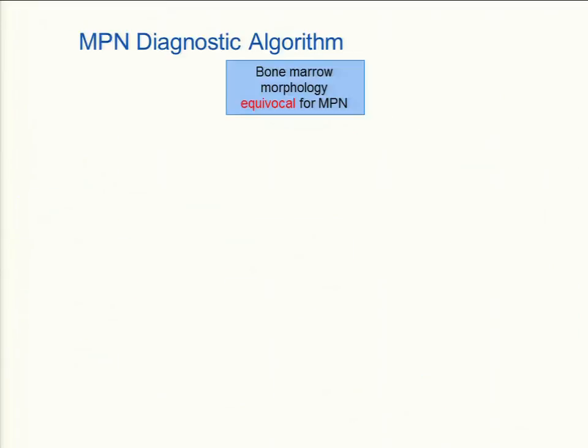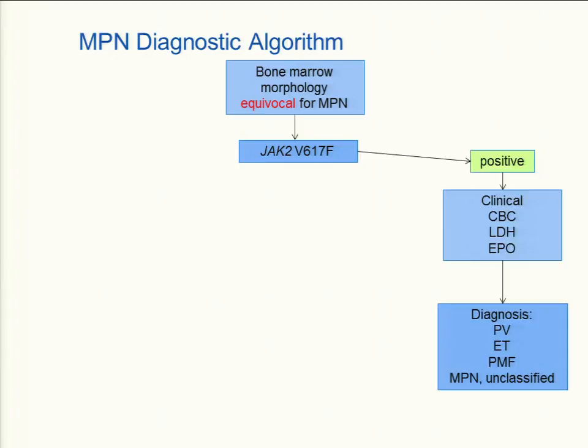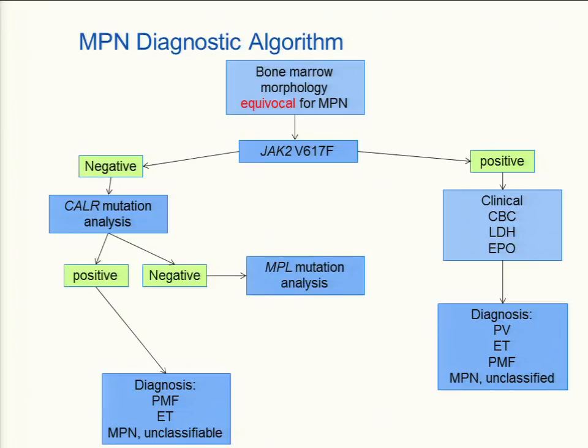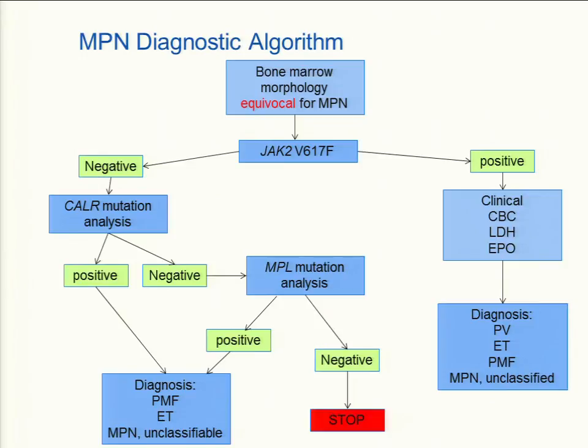If the morphology is equivocal for MPN, depending on the JAK2 status, a positive will support the diagnosis of MPN. A negative, in this situation, your highest yield testing is CALR. Positive, helps you to reach your diagnosis. A negative one, we should do MPL. Positive one helps you to make the diagnosis. If it's negative, then the final diagnosis will really need clinical correlation with the molecular finding as well as the morphology.